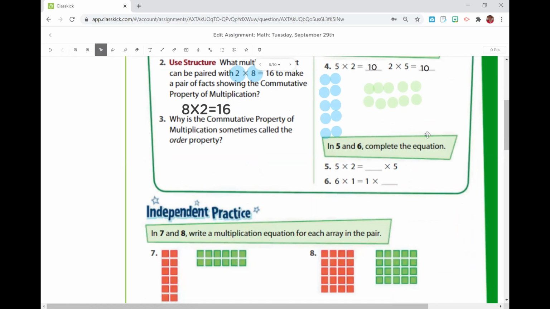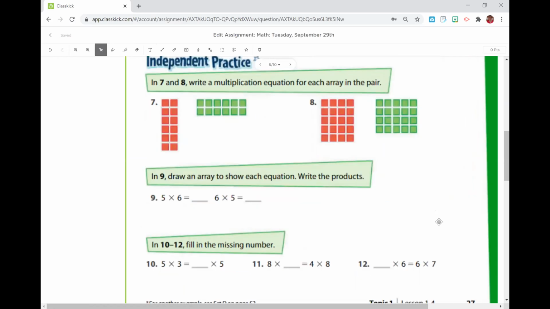5 and 6, complete the question. Now, if 5 times 2 is commutative, we did that up here, that equals the same as what times 2? What factor did we switch? The 2. 5 times 2 equals the same as 2 times 5. Now let's look at number 6. 6 times 1 equals the same as 1 times, what factor are we missing on the other equation? 6. 6 times 1 is the same as 1 times 6.